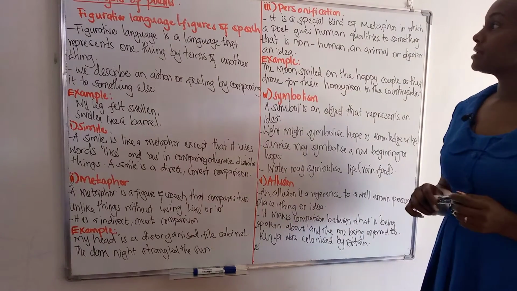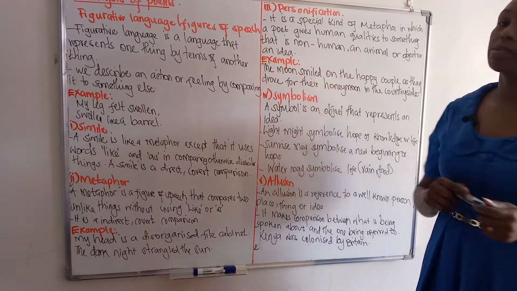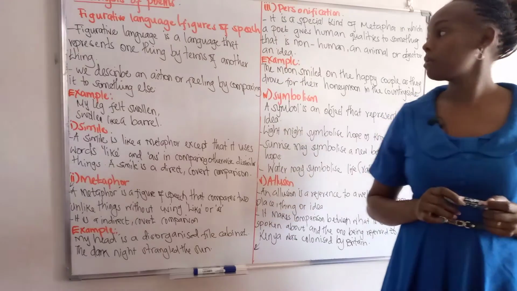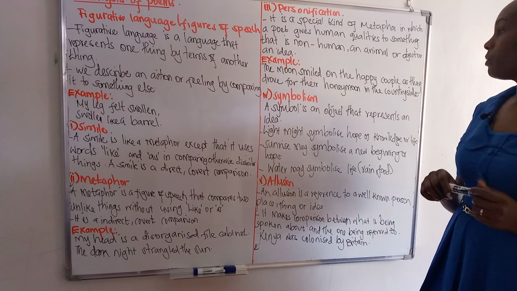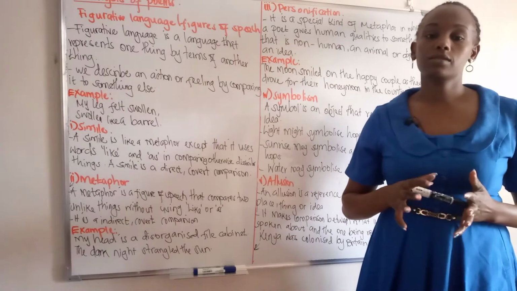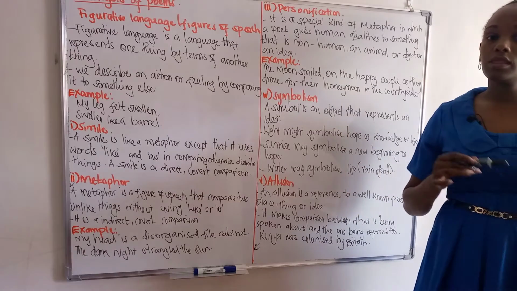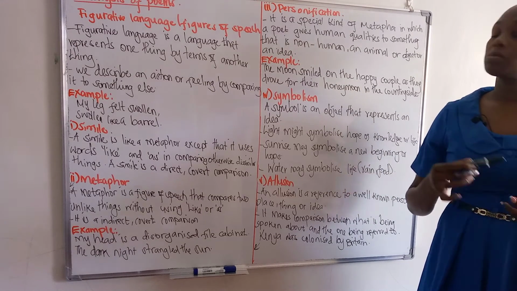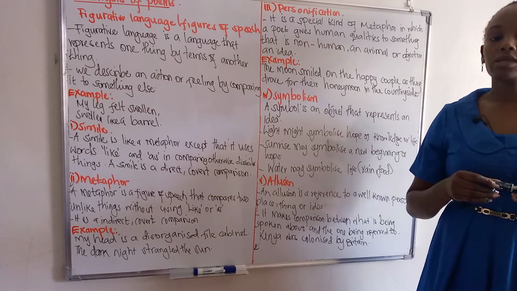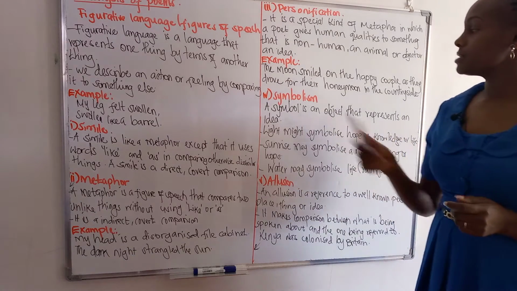Now, personification. It is a special kind of metaphor in which a poet gives human qualities to something that is non-human, an animal, an object, or an idea. For example, the moon smiled on the happy couple as they drove on their honeymoon in the countryside. Now, I can also give another example. The rain carried a lot of mud as it rolled down the valley. Now, the rain does not have hands, and so it has been personified by giving it qualities of human beings, like giving hands to make it carry a lot of mud. That is personification.